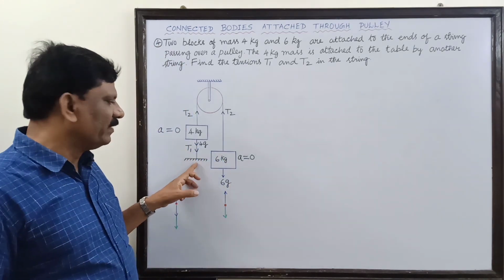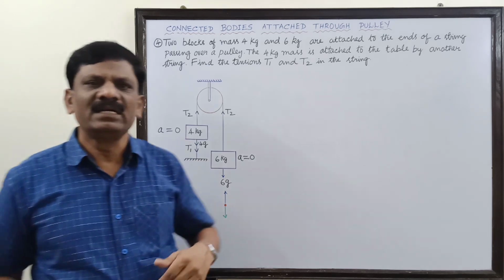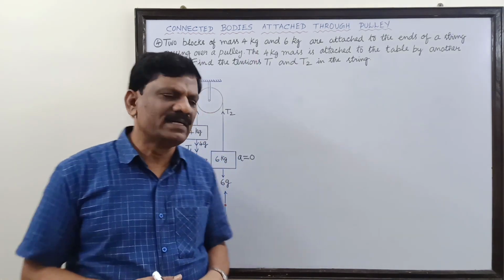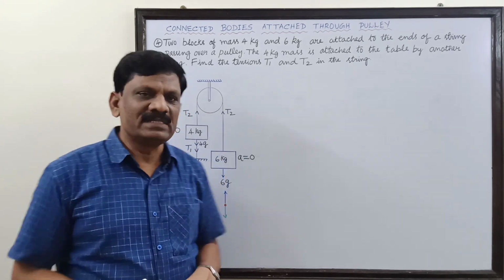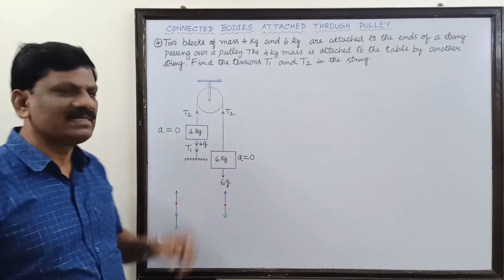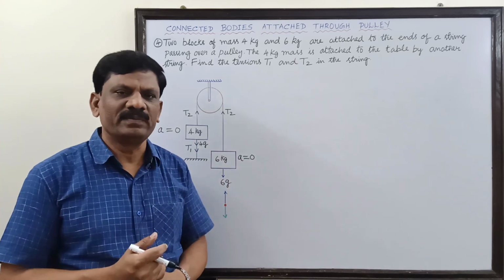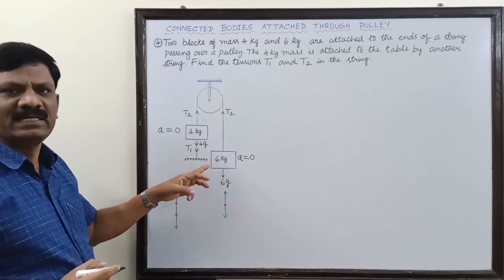Suppose it were not tied to the table, then the 4 kg should have accelerated upwards and the 6 kg should have accelerated downwards. But now, since the system is at rest, the acceleration of both the masses will be equal to 0. Now let us draw the free body diagram for the 4 kg and 6 kg mass.